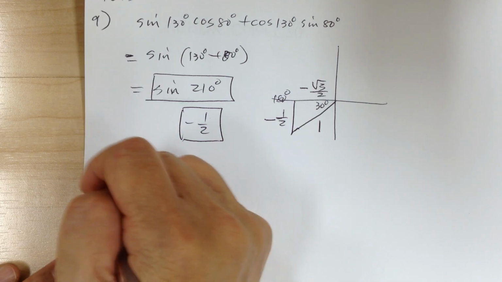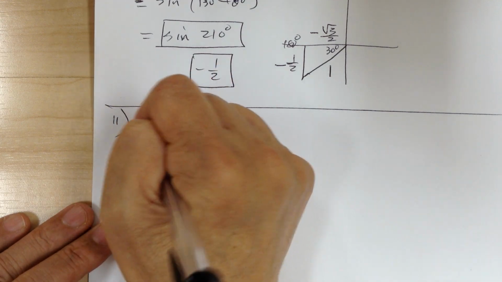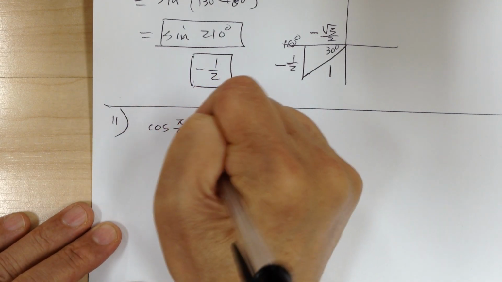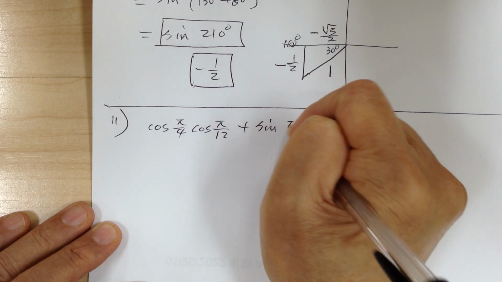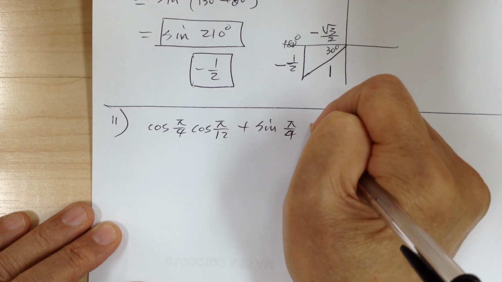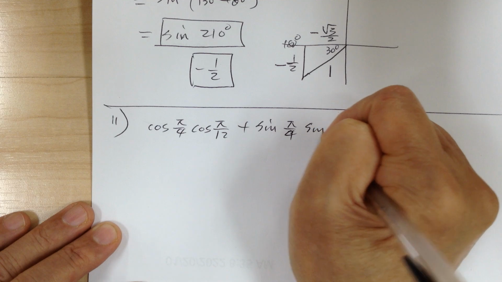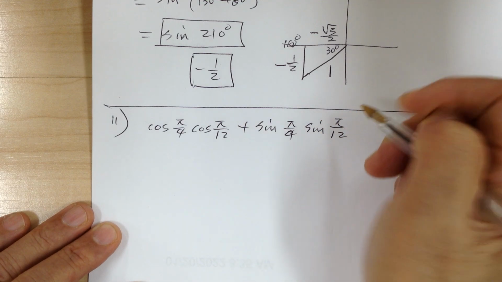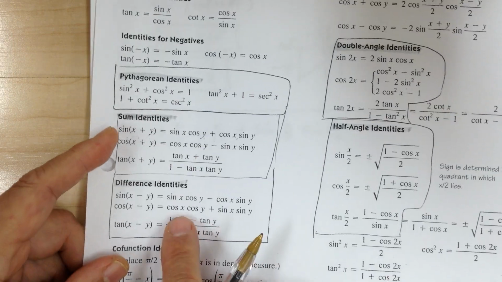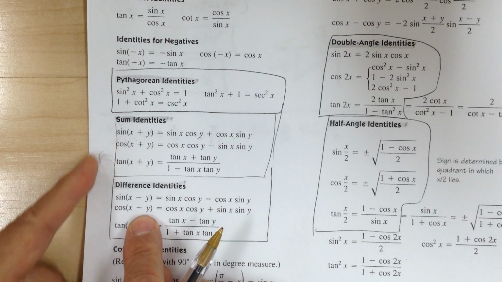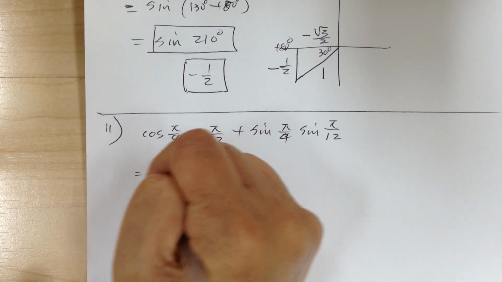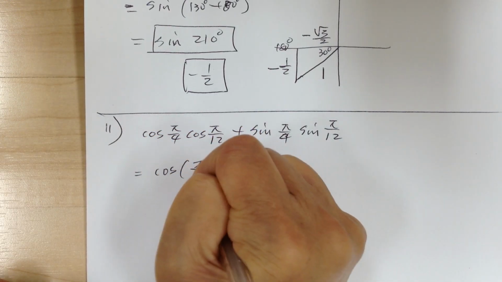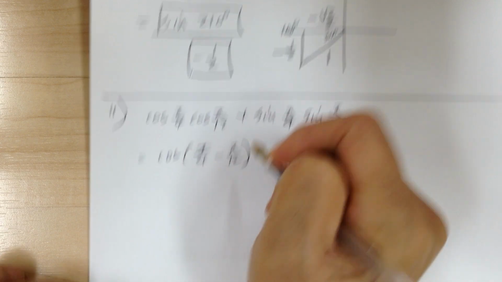Okay, let's go to number 11. Cosine of pi over 4, cosine of pi over 12, plus sine of pi over 4, sine of pi over 12. So this is cosine, cosine plus sine, sine. That's this one here. So that's the difference of the two angles. So it'd be cosine of the first minus the second. So this is equal to cosine of first minus the second.